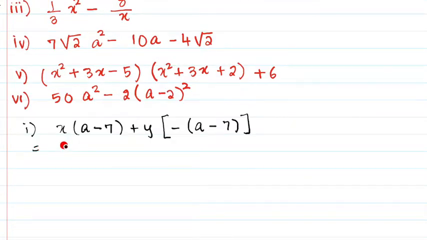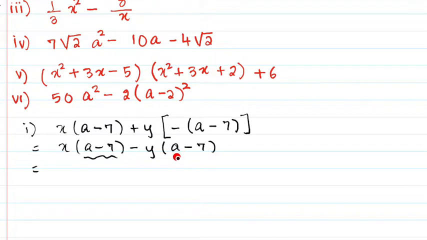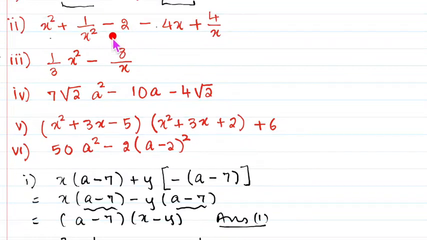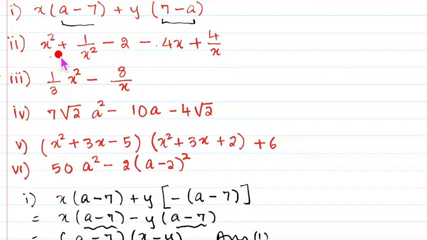Let us now write our second step. This minus sign will make this plus sign minus, and we will write this a minus 7 as it is. We then take this common factor and we make it a minus 7 into x minus y, and that is our answer 1. Let us look at our second question.